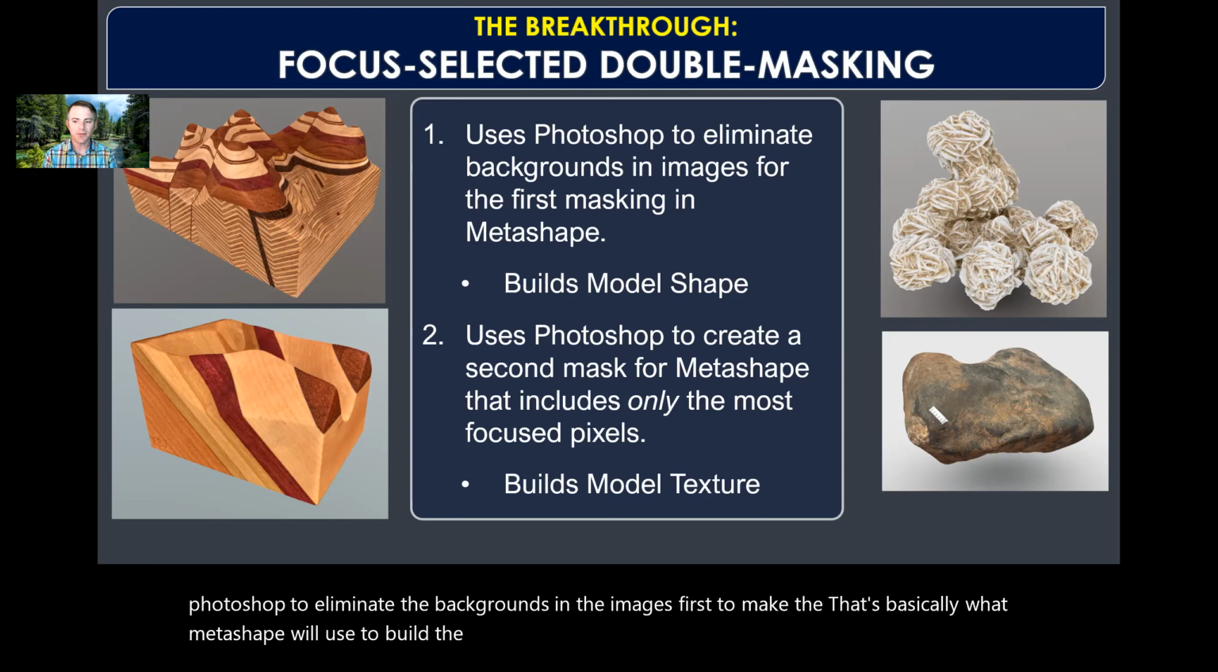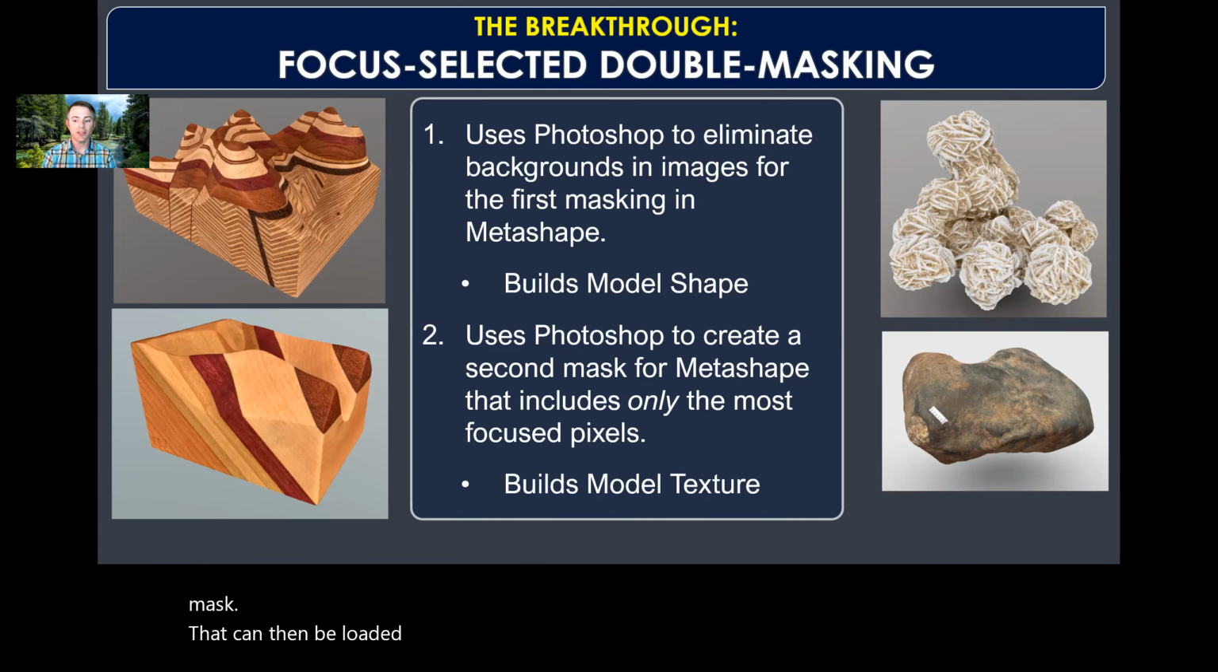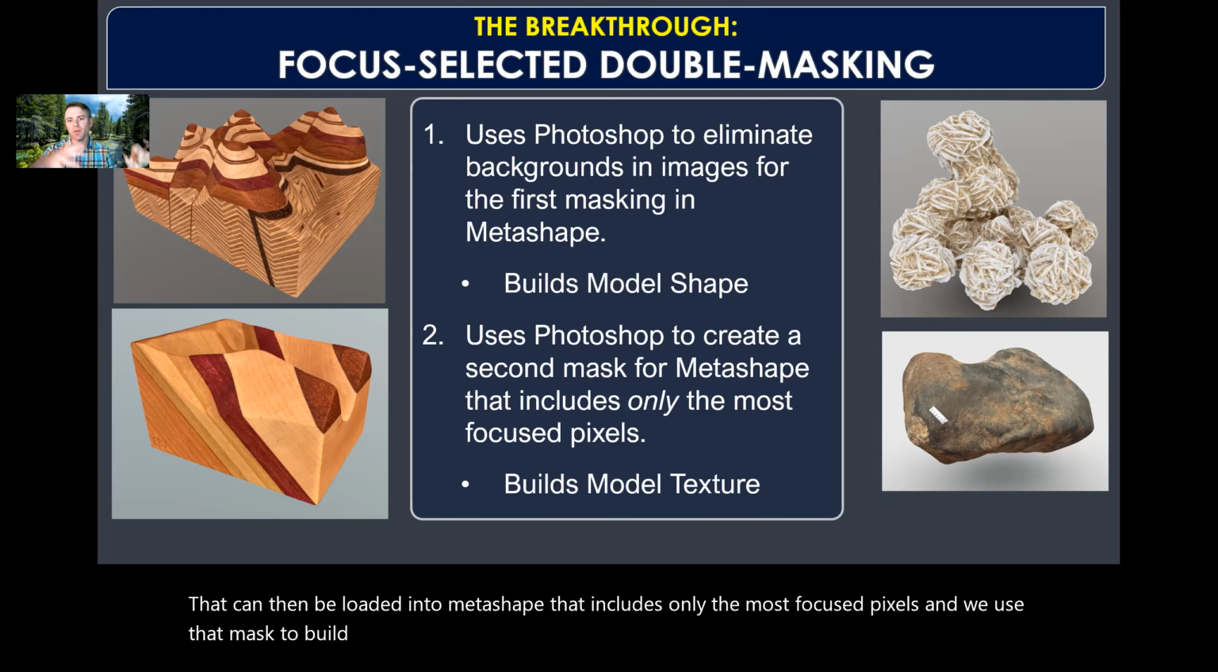And then it also uses Photoshop to create a secondary mask that can then be loaded into Metashape that includes only the most focused pixels, and we use that mask to build the texture. So we use one mask to create the model, and then another mask to create that really high resolution focused texture.